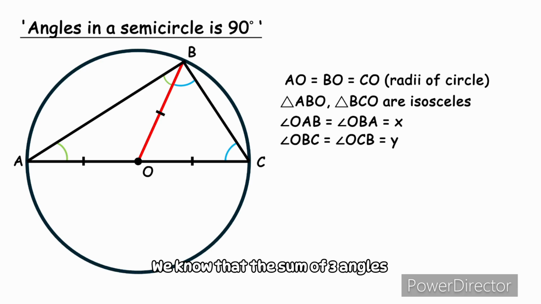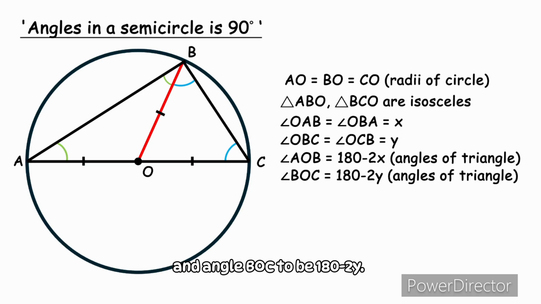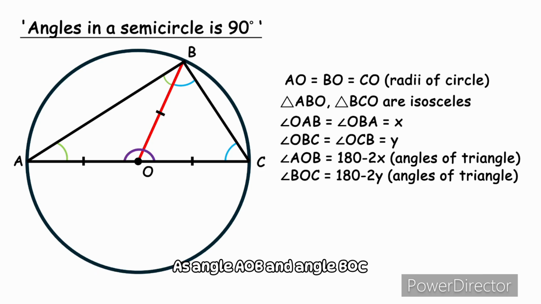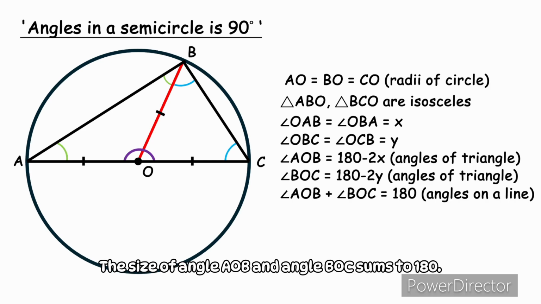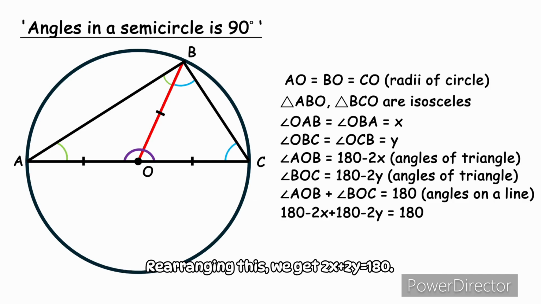We know that the sum of 3 angles within a triangle add up to 180 degrees. Therefore, after labeling, we can find angle AOB to be 180 minus 2x and angle BOC to be 180 minus 2y. We also know that an angle on a straight line is 180 degrees. As angle AOB and angle BOC make up angle O, which is on a straight line, the size of angle AOB and angle BOC sums up to 180. If we substitute our values in, 180 minus 2x plus 180 minus 2y equals 180. Rearranging this, we get 2x plus 2y equals 180.